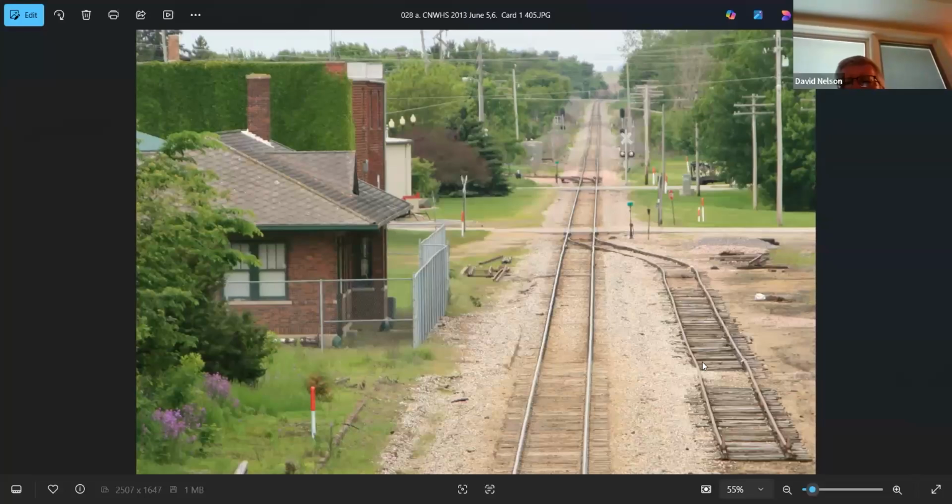And that was the site of a crossing and interchange with the Minneapolis and St. Louis, later Chicago Northwestern, and now the Iowa River Railroad. And that's it. That's the whole interchange and junction between the Iowa River Railroad and the Canadian National. And they get a fair number of cars there.